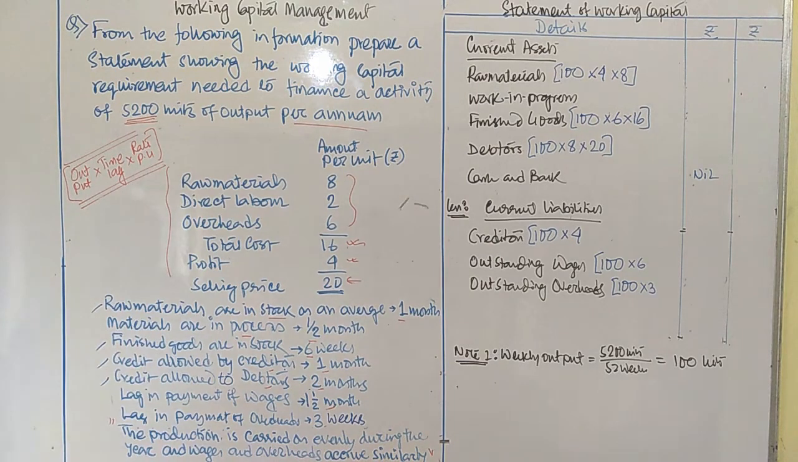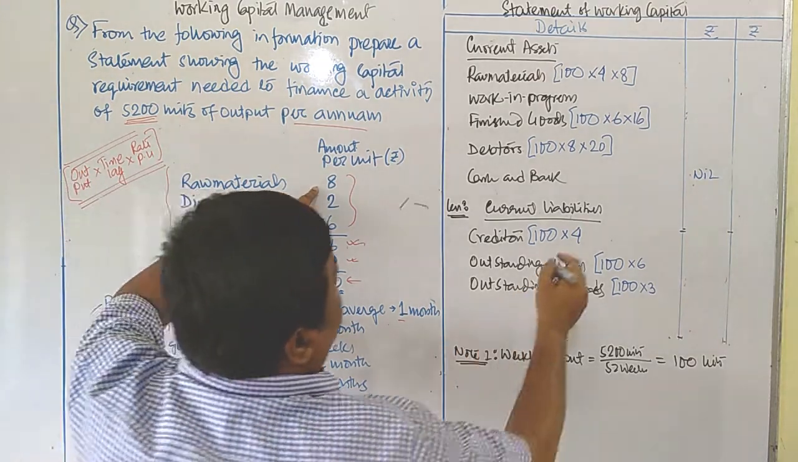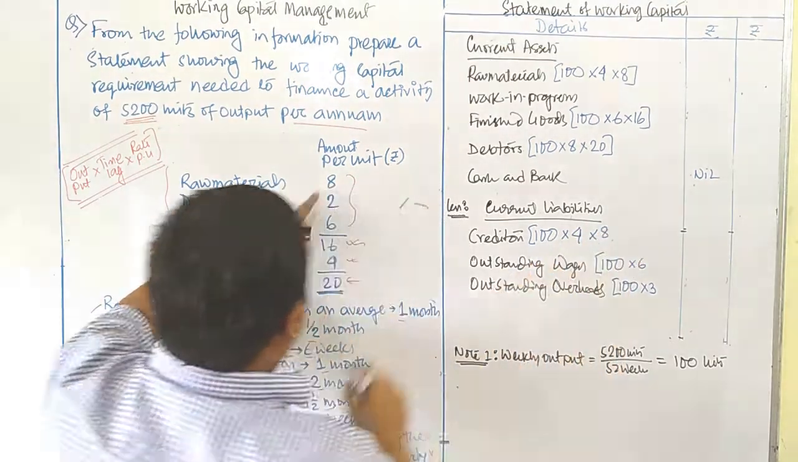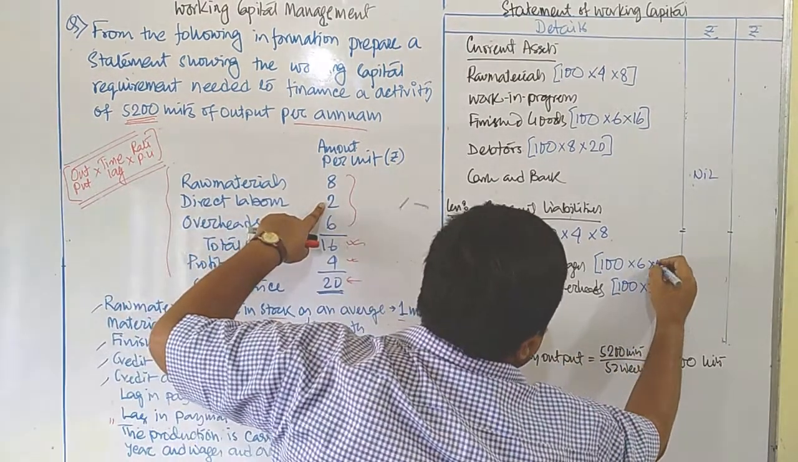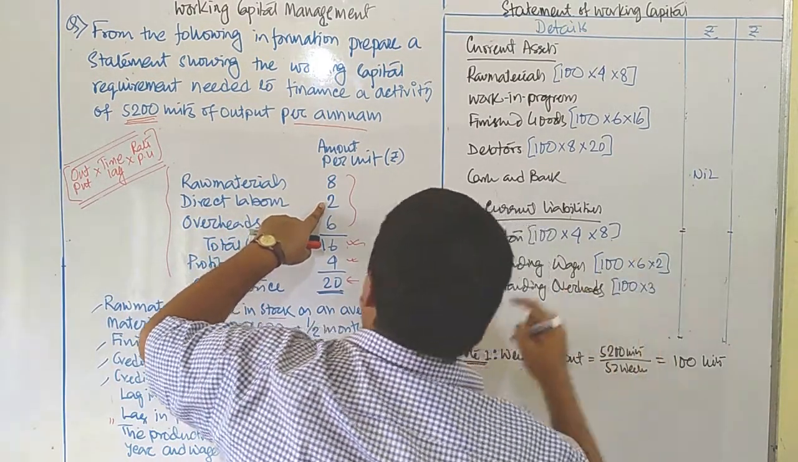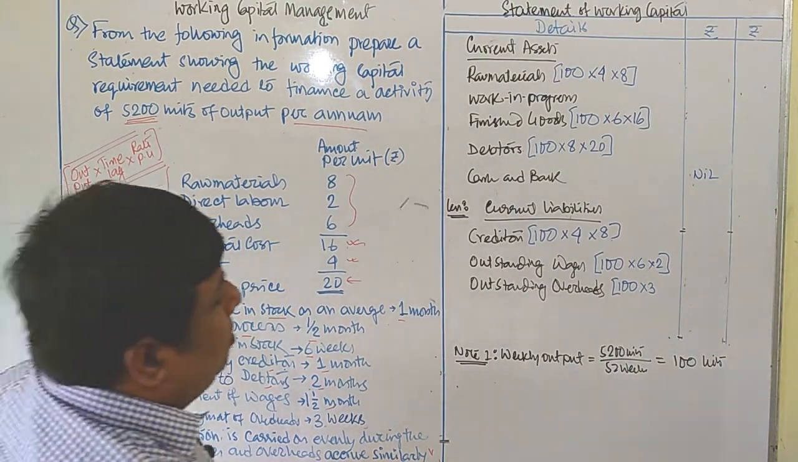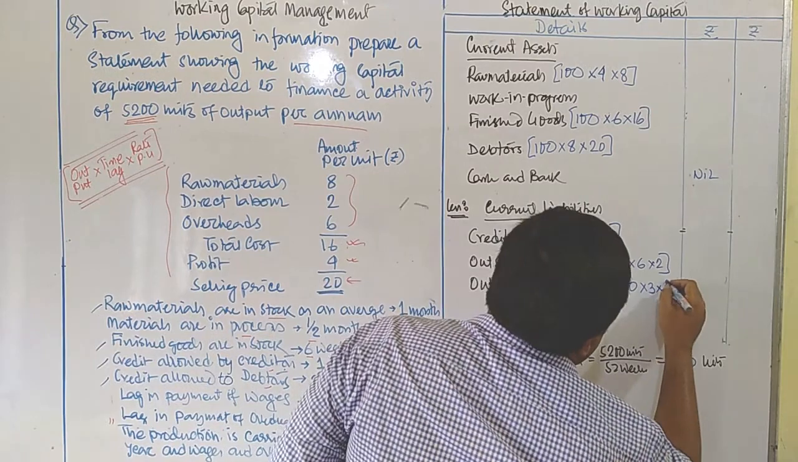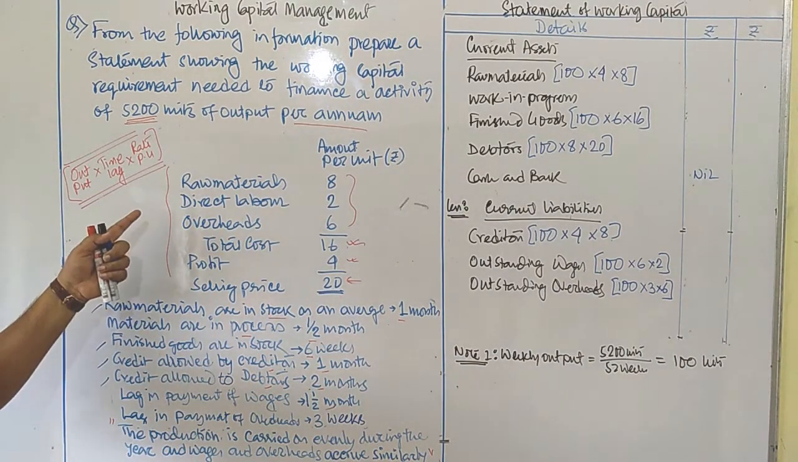After that, creditors. Creditors means our suppliers. Who supply us raw materials. What is the rate per unit of raw materials? 8. Next, wages. What is the rate per unit of direct labor in your production process? That is 2. Overhead, that is 6. Rate per unit of overhead is 6. It's very easy to calculate the current liability portion. You have to multiply only the cost components.